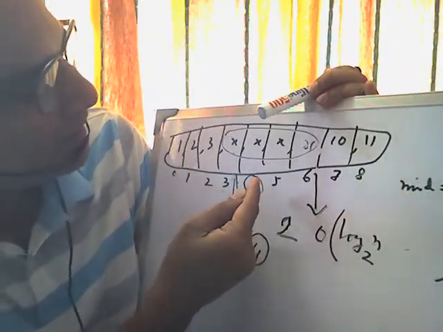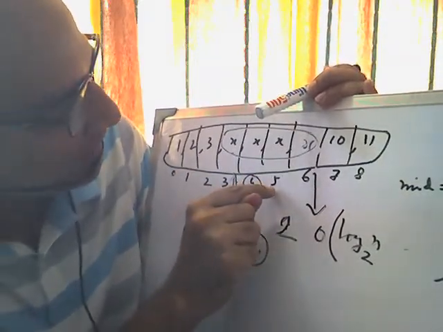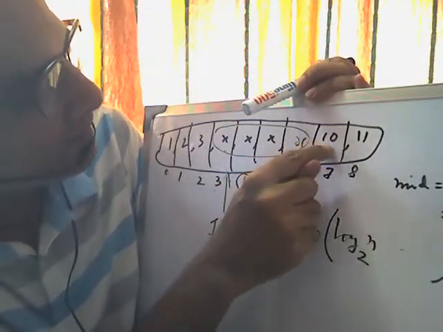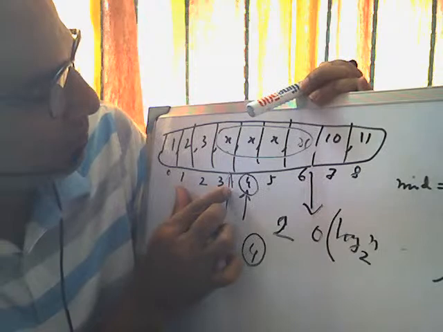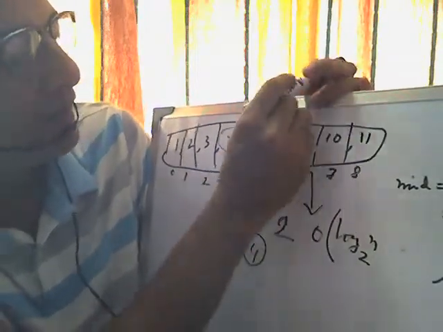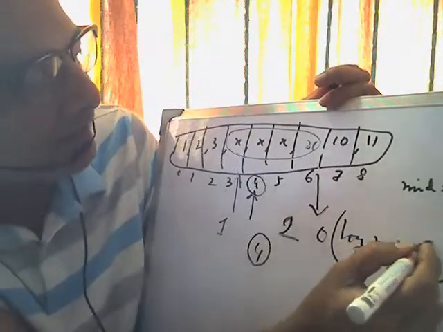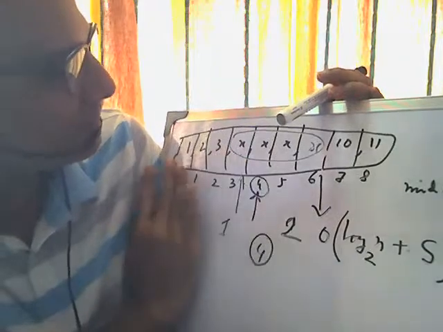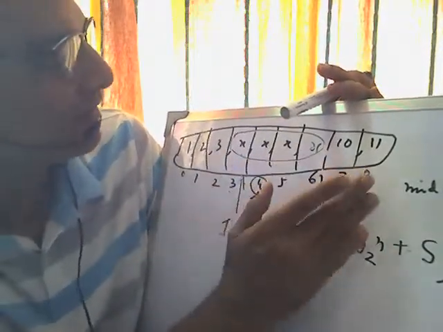You have to do the linear search from this index 5 onwards until you get the number 10. That means for the left count you have to do the linear search, and likewise for the right count. So how many x's will be there? This S will give you the complexity, because you have to do the linear search on the left hand side and the linear search on the right hand side. So how many elements are there?